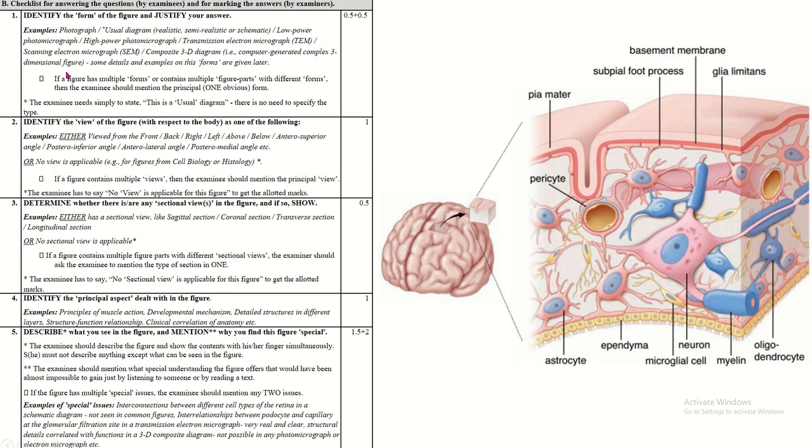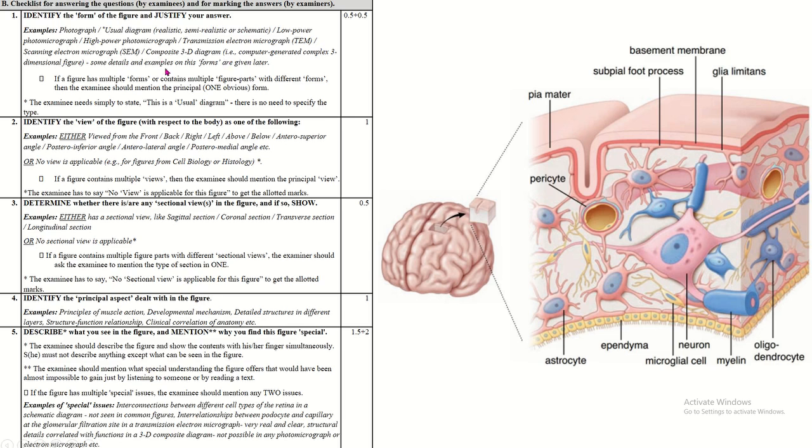These are the forms of the figure: photograph, usual diagram. Within the usual diagram, realistic, semi-realistic, and schematic figures are included. You don't need to mention realistic, semi-realistic, or schematic. Identify this type of figure, and only say usual diagram. And there are other types: low power photomicrograph, high power photomicrograph, transmission electron micrograph, scanning electron micrograph, composite 3D diagram.